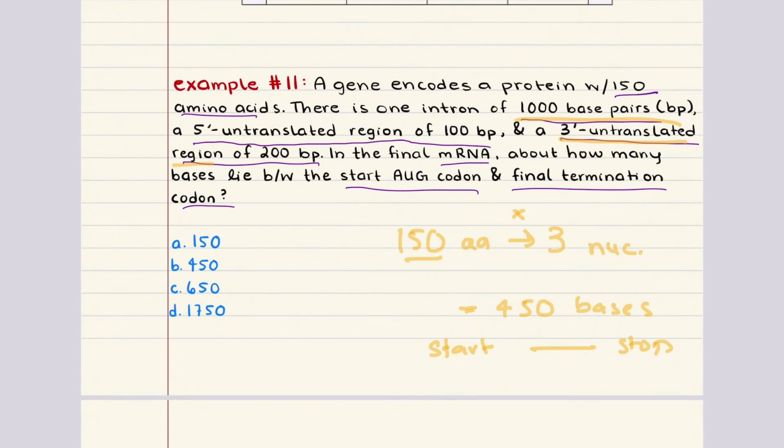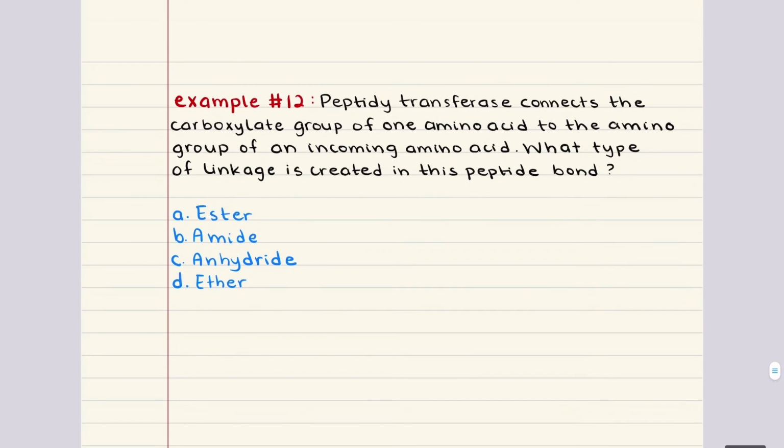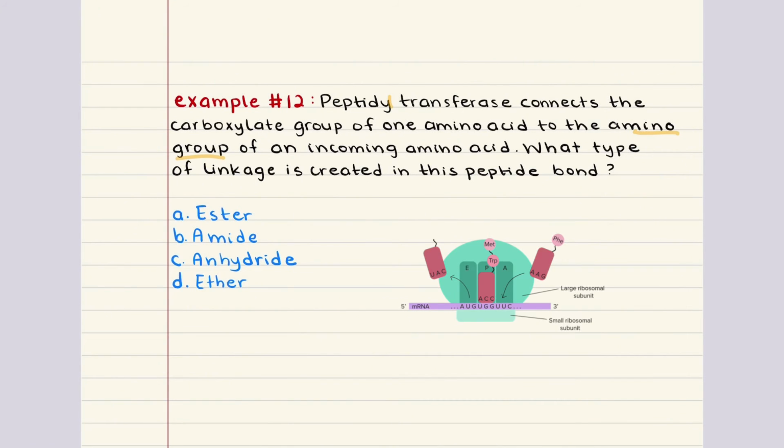All we need is the number of bases that code for a protein, and that's 450 bases total. That means the correct answer here is B. Problem 12 says, peptidyl transferase connects the carboxylate group of one amino acid to the amino group of an incoming amino acid. What type of linkage is created in this peptide bond?